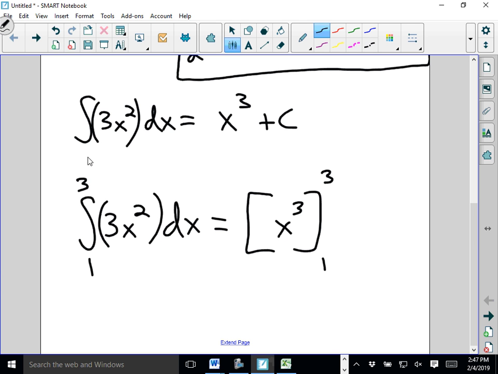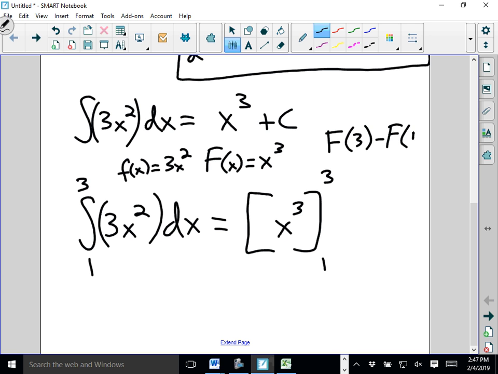Now again, there's my antiderivative, right? So f of x was 3x squared. Capital F is now x cubed. So what I have to do now is capital F of 3 minus capital F of 1. Okay? Well, capital F of 3 would be 3 cubed minus 1 cubed.